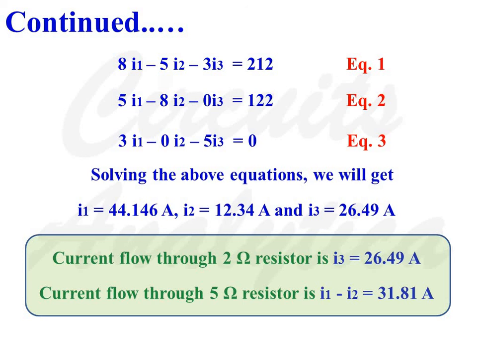So current flow through 2 ohms resistance is I3, which is equal to 26.49 ampere. And current flow through 5 ohms resistance is given as I1 minus I2, which is equal to 31.81 ampere. So current flow through 2 ohms resistor is 26.49 ampere and current flow through 5 ohms resistor is 31.81 ampere.